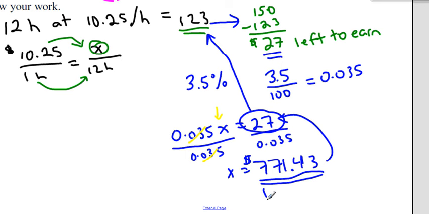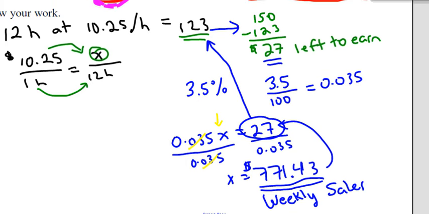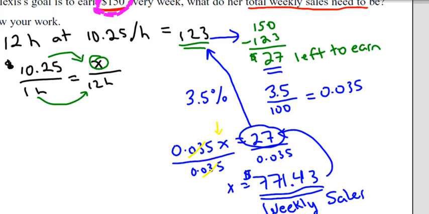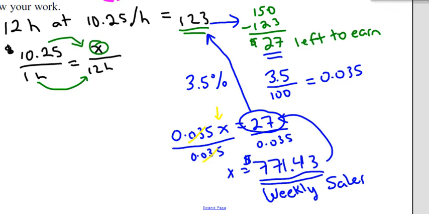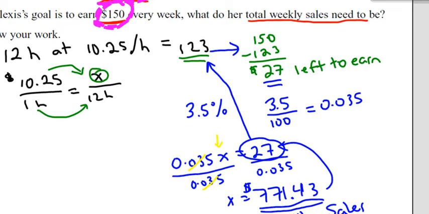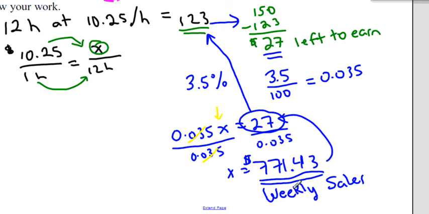So her weekly sales must be $771.43. So that is just the way I solve this. It may not seem very grade 9 like, but you know, it's not terrible. It was logical and I showed my work, and then I gave a clear answer down here.